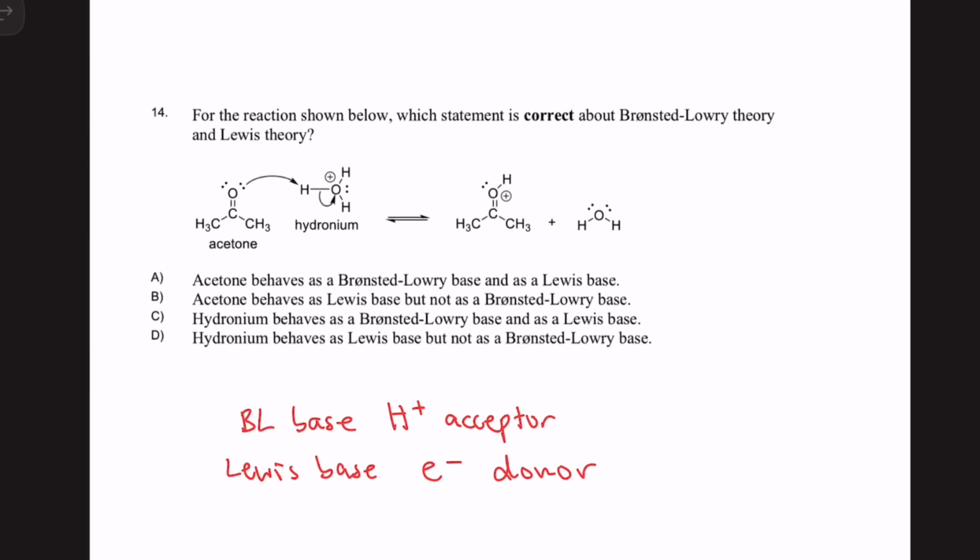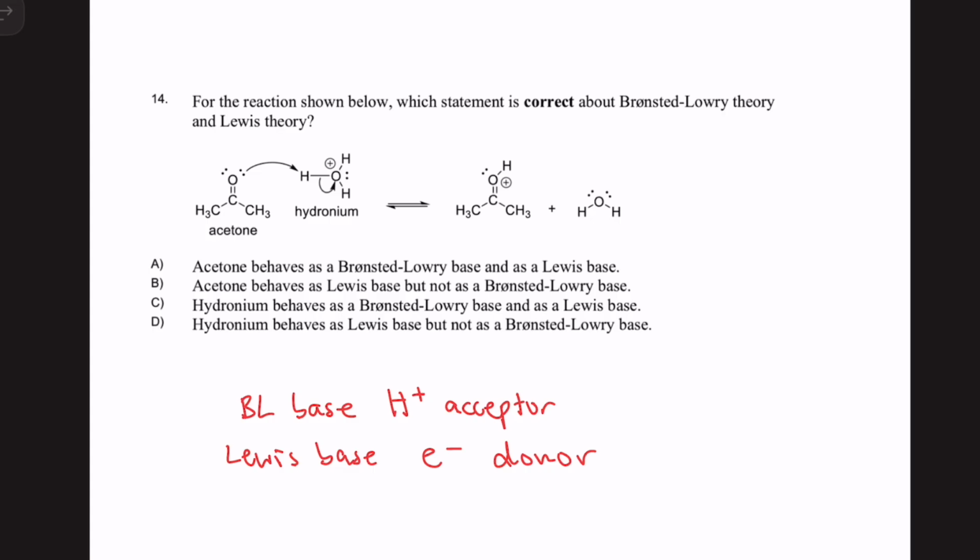All right, let's move on to question number 14. Which statement is correct about the Bronsted-Lowry theory and the Lewis theory? So here they're asking, does acetone behave as a Bronsted-Lowry base or as a Lewis base or neither or both? So let's get our definitions in check first. A Bronsted-Lowry base is going to be a proton acceptor, and a Lewis base is an electron donor. So now let's examine what's going on in this diagram. Let's start with the Lewis base and look at the electrons.